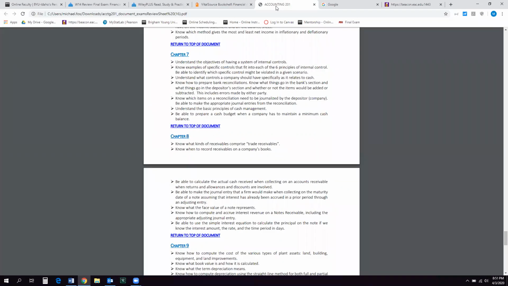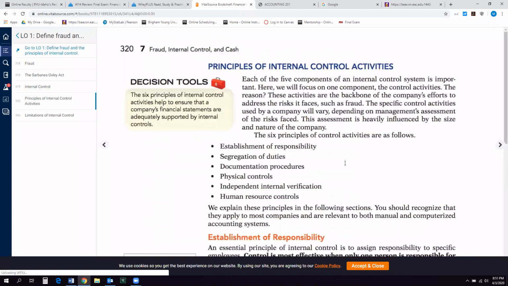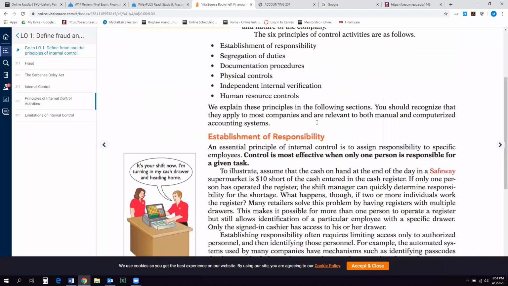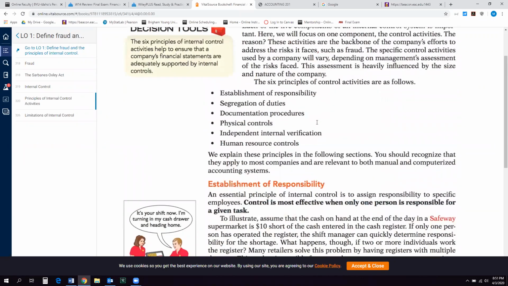All right. Next is know examples of specific controls that fit into each of the 6 principles of internal control. So this is a lot of book type stuff. Be able to identify which specific control might be violated in a given scenario. So it's going to give you these 6 principles of internal control. Here they are. And then you'll notice under each one, there's some things discussed.